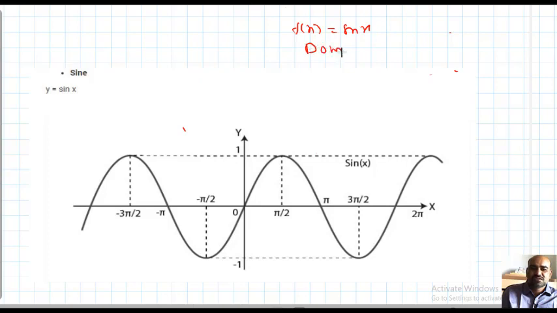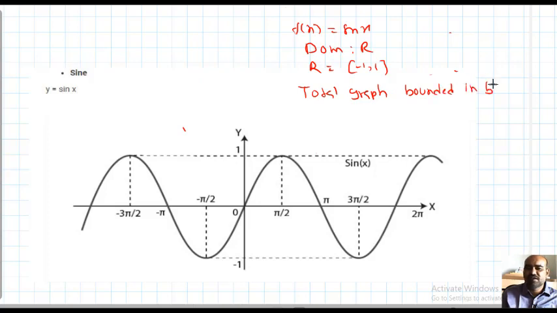Domain is all real numbers. Range is -1 to 1. Okay, the total graph is bounded in between two lines, y equal to 1 and y equal to minus 1. So this is the first observation, and this is the first one, second one, third one.